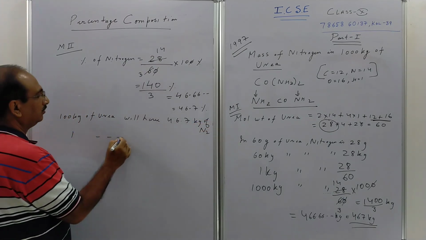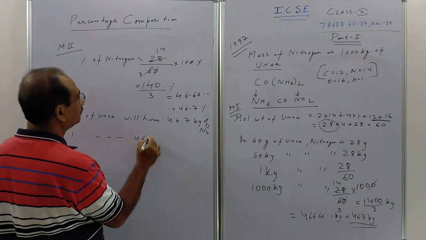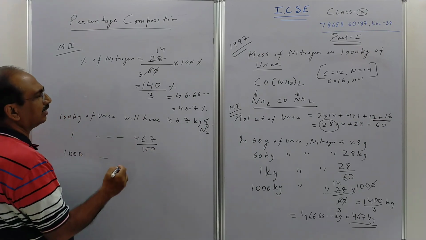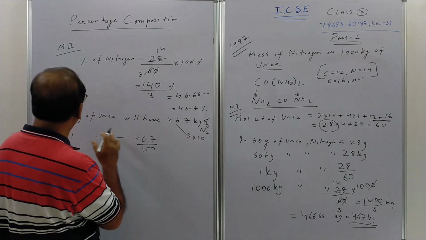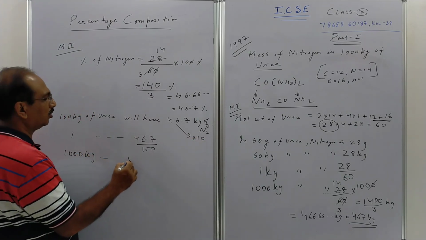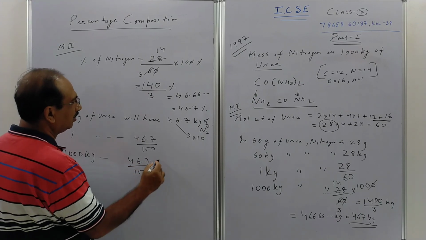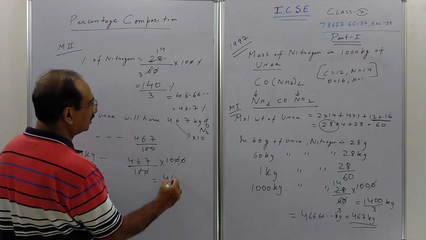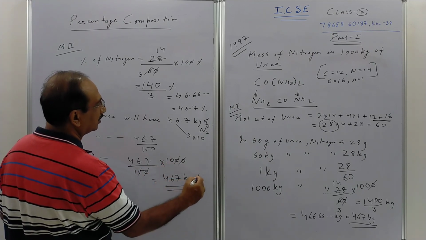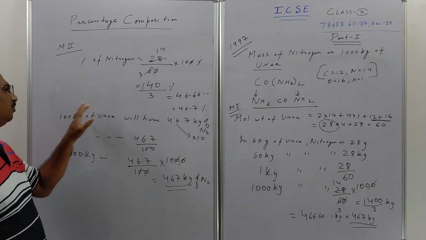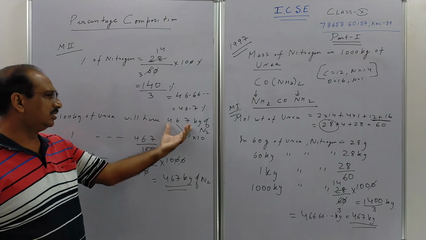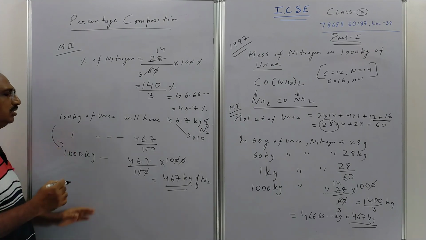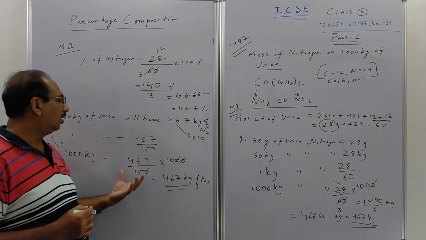So 1 kg will have this, or directly you can come to 1000 kg, 10 times, children. Directly you can multiply by 10. 100 kg, 1000 kg is 10 times more. Otherwise, if you are doing the unitary method, you can use that. So 1000 kg will have 467 kg of nitrogen. Once more, percentage you get means out of 100. So for 100 it is this, 1000 will be 10 times more. So directly you can come from first to third step. 1000 will be 10 times more, or you can find it like the unitary method.